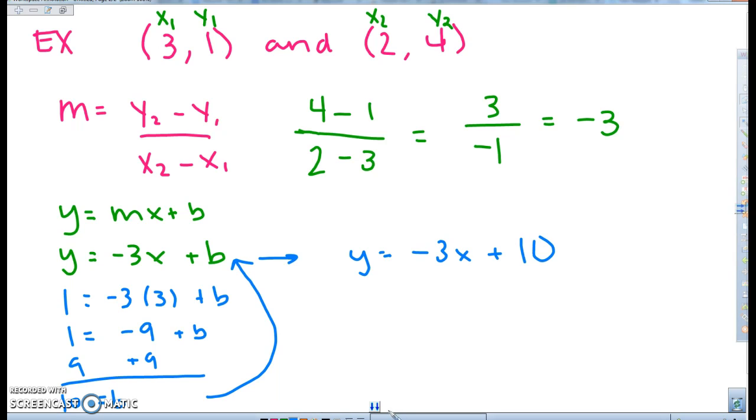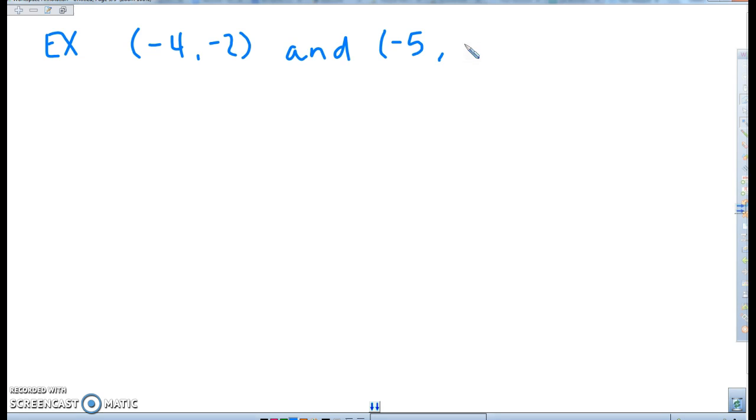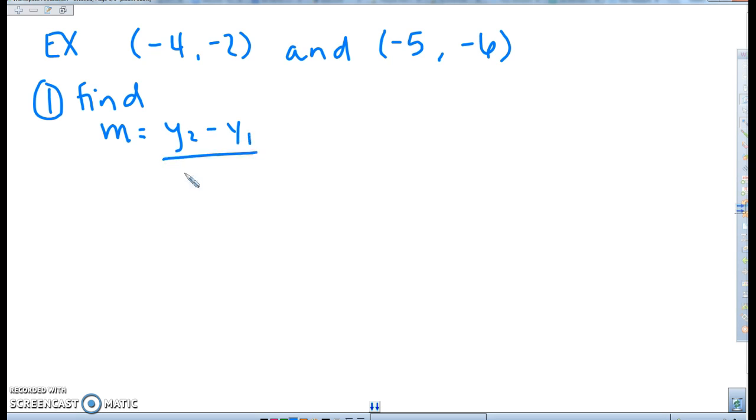Okay, let's try another one. We'll say we have the points negative 4, negative 2, and negative 5, negative 6. Remember, the first thing you need to do is to find m. So go ahead and find m for me. Okay, so if you labeled your points, you're off to a good start. I would really like to see that on everyone's paper.